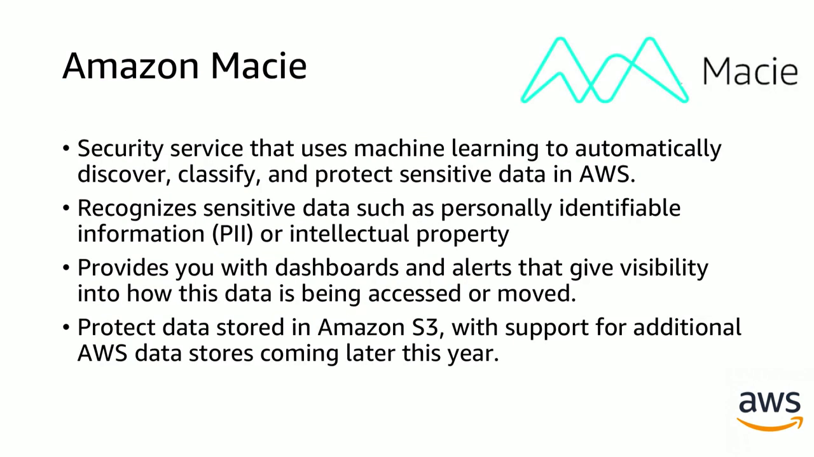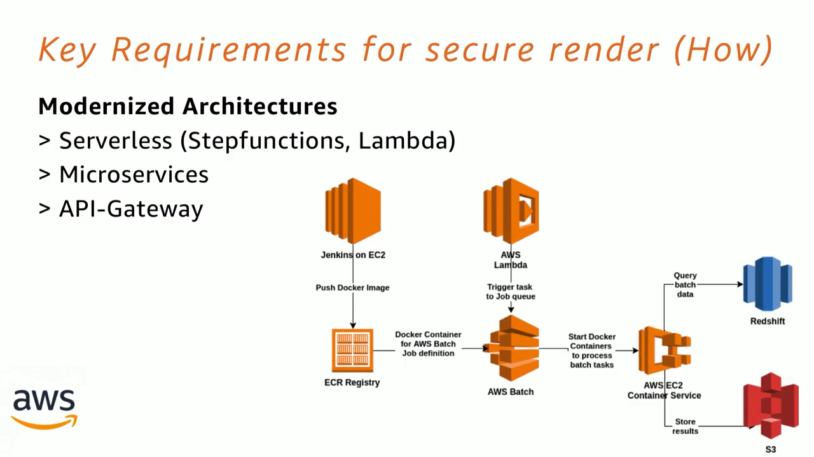Macie is specific to Amazon S3. It looks at the underlying assets that you've stored in S3, and based on the underlying patterns, it recognizes sensitive data, such as PII data, or any kind of intellectual property, high valued assets, if you will. Then it provides you dashboards and alerts to give you visibility into how each and every single aspect within your S3 bucket has been accessed or moved. So any kind of problematic behavior could be flagged very quickly.